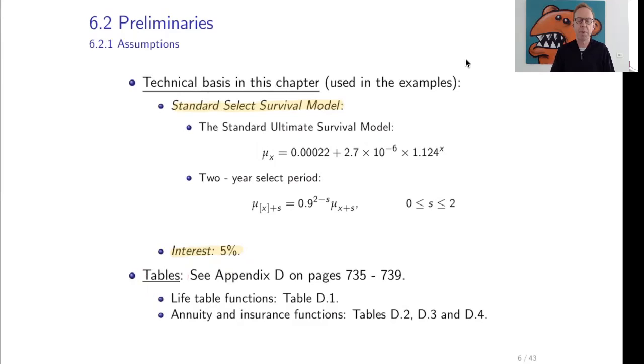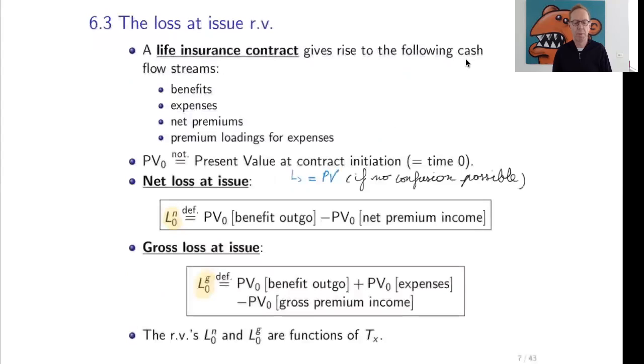There are a number of tables made based on this technical basis. You can see them in Appendix D at the end of the book. There is a life table. There is a table with life table functions. That's table D1. And there are also annuity and insurance functions, so actuarial values of annuity or life insurance contracts, let's say. And they are shown in tables D2, D3, and D4.